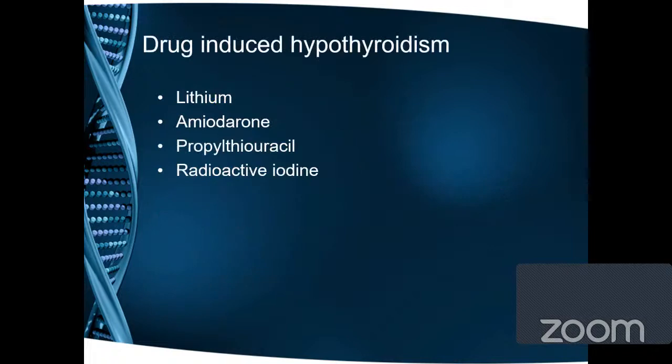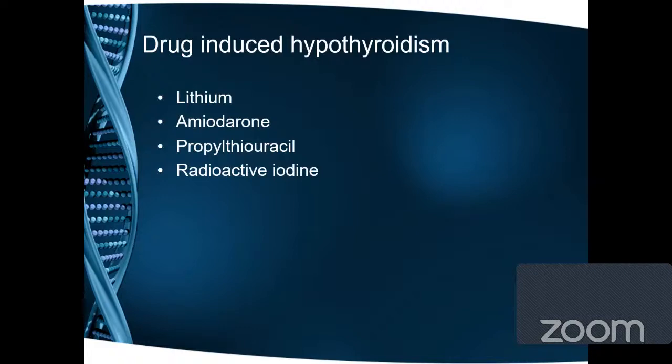Drug-induced hypothyroidism. Which drugs induce hypothyroidism? These are some important drugs I have mentioned here. One is lithium, which is an anti-manic drug. When lithium is given to the patient over a longer period of time, it can cause hypothyroidism. Then there are amiodarone and propylthiouracil. We have just seen in this class that they inhibit the peripheral conversion of T4 to T3.